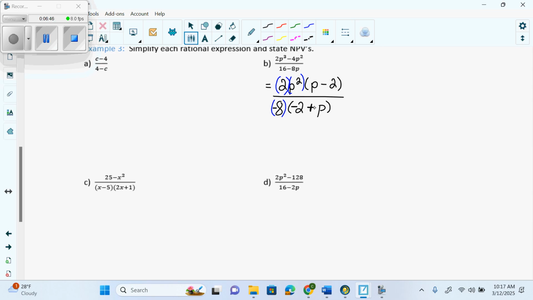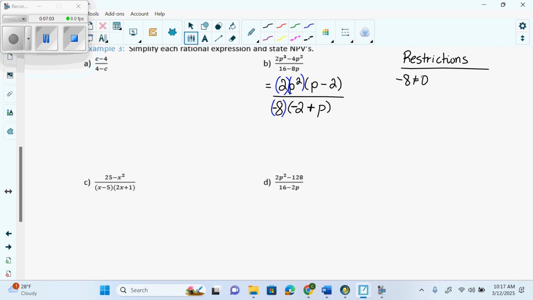So I know they can cancel, so I'm going to put a line through them. No, I'm not. I'm going to slap my hand. I'm going to say what? Restrictions. And they only come from the denominator, because your denominator can't equal 0. I can have 0 in the numerator, just not in the denominator. So I have negative 8 can't equal 0.